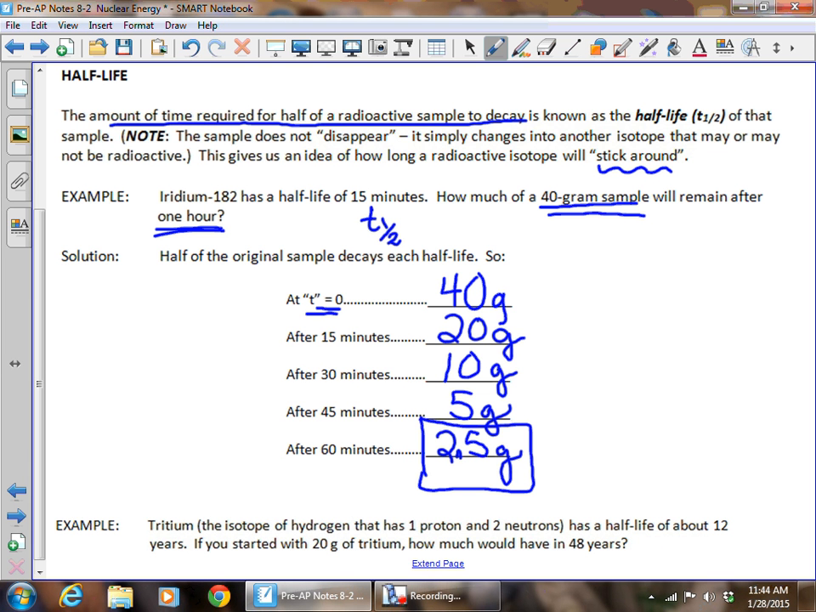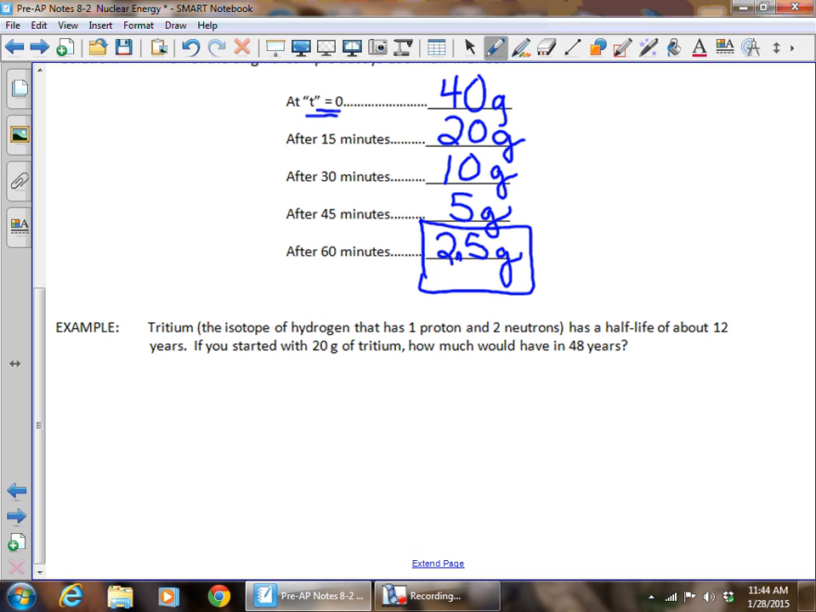Now, there's a more difficult type of problem that we do in AP that involves a different kind of equation to do it. But for these ones that have even half-lives and even times that have elapsed, this is the way that we're going to do it this year.